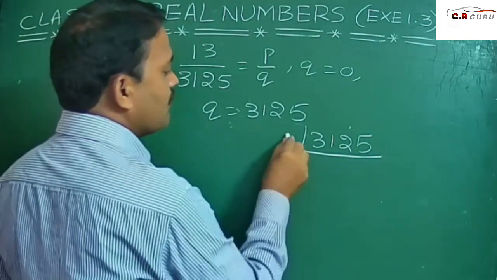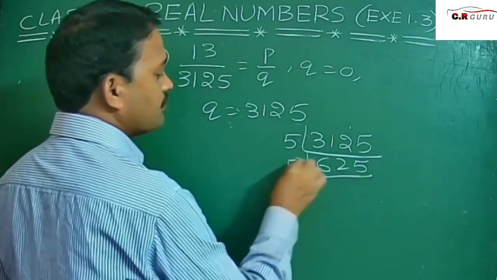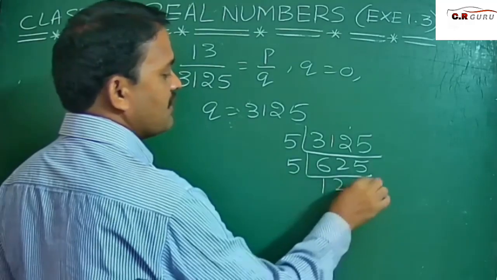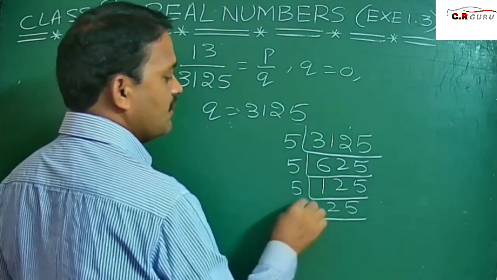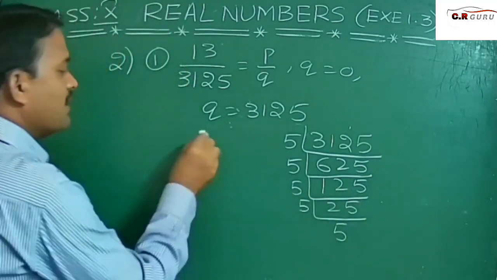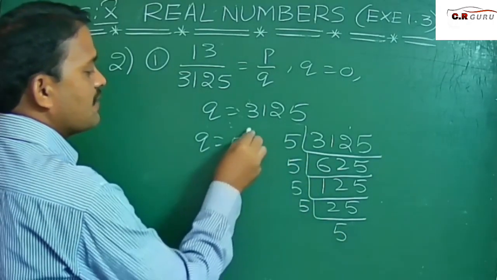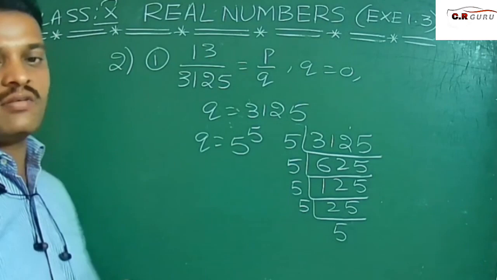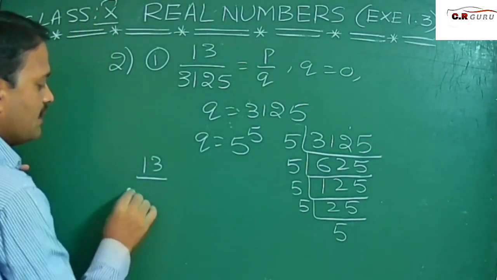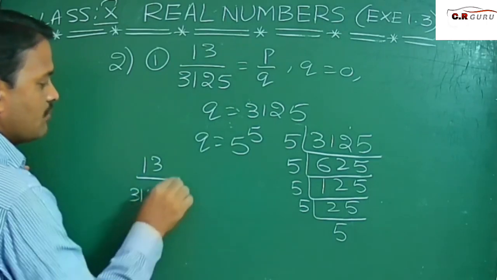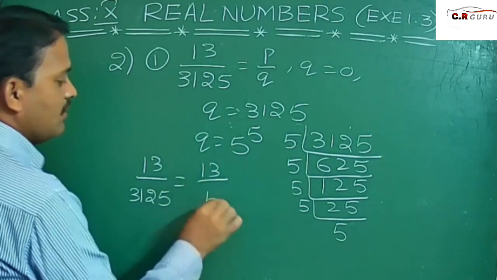So now here 5 table: 5 6s are 30, 5 2s are 10, 5 5s are 25, and 5 5s are 25, and again 5 5s are 25, and again here it is called 5 power of 5. So that's why here Q is equal to 5 power of 5, the base is 5, repeated 5 times. So now 13 by 3125 can be written as 13 by 5 power of 5.